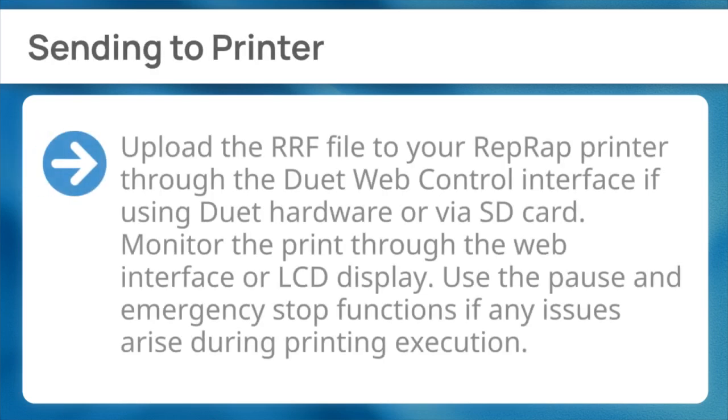Finally, sending to printer. Upload the RRF file to your RepRap printer through the Duet web control interface if using Duet hardware, or via SD card. Monitor the print through the web interface or LCD display. Use the pause and emergency stop functions if any issues arise during printing execution.